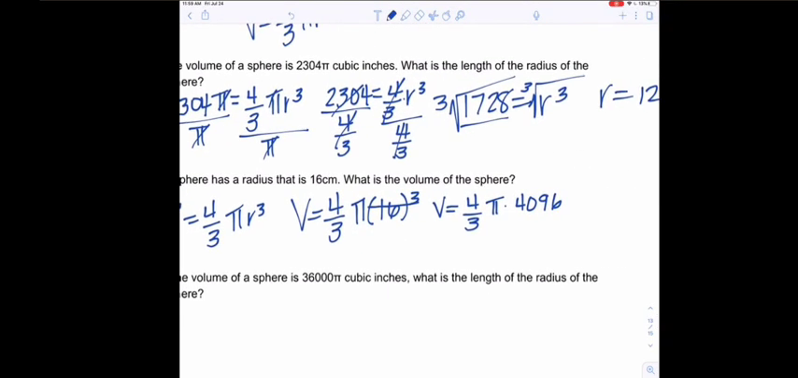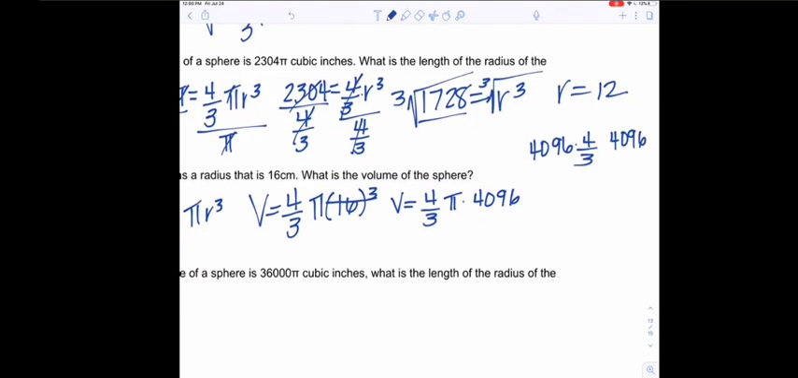Let me just double check. Yes. So now I have to multiply 4,096 by 4/3. So let's start off with 4,096 times 4. And then we'll divide it by 3. 4 times 6, 24, carry the 2. 4 times 9, 36 plus 2 is 38, carry the 3. 4 times 0, 0 plus 3 is 3. And 4 times 4 is 16.